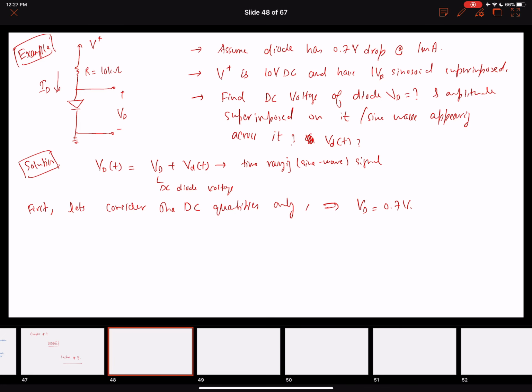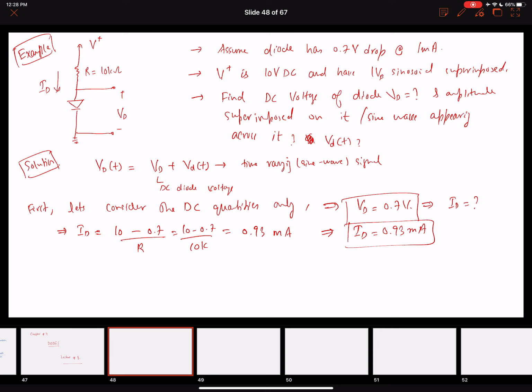And if VD is 0.7 volts, let's find the value of the ID current. ID can easily be found by using Kirchhoff's law. So ID equals 10 volts minus VD, the potential drop across the diode, 0.7, over R, which is 10K. 10 minus 0.7 over 10K is going to come out to be 0.93 milliamperes. So the DC value of the current came out to be 0.93 milliamperes. So these are the two DC values that we found.